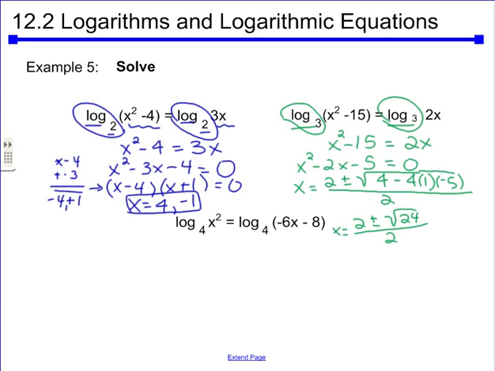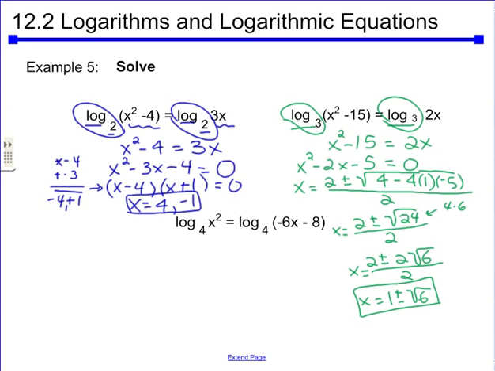And so then we have 2 plus or minus, 24 is 4 times 6. So square root of 4 is 2. We can't take the root of 6 over 2. One more step, 2 goes into everything. So 1 plus or minus root 6. And that's our answer.